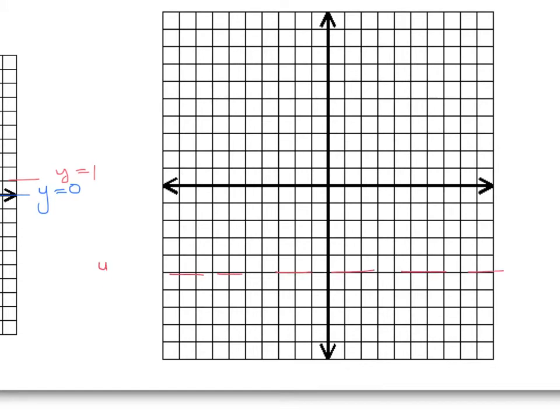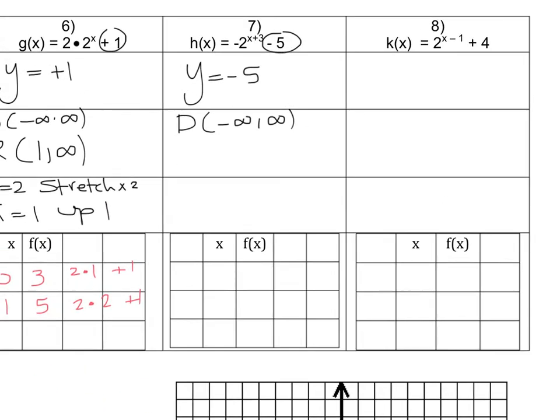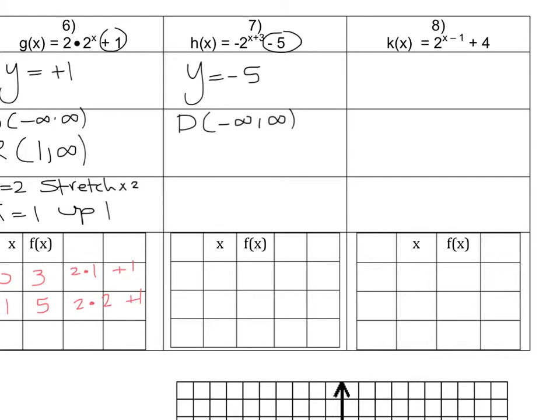Okay, so this is y equals negative 5. Now let's go ahead and plot some points so I can graph it and see how it will look. Let's say negative 1, because if it's to the power 4 or something, it's going to be a huge number that I will not be able to plot. So if x is negative 1, what's going to happen?